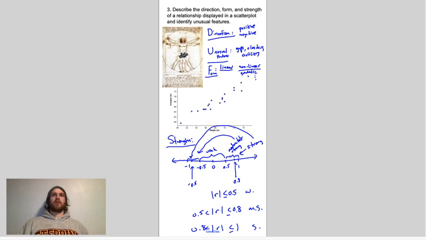How are we doing over here? I think we're doing good. And all of those are present, right? Direction, the only thing that is not, I guess, is the unusual features. Form, strength.